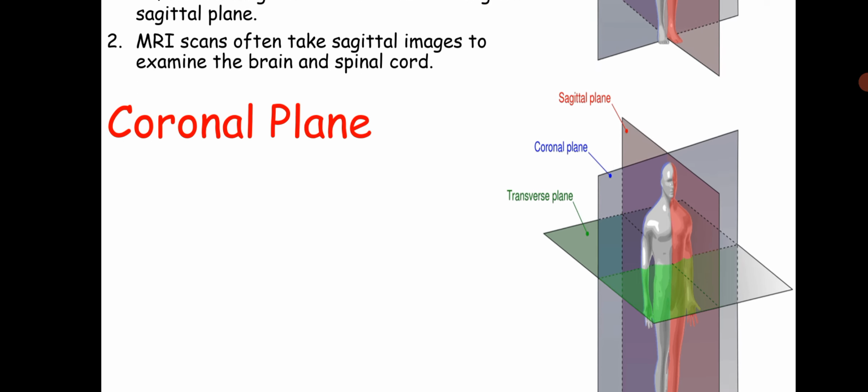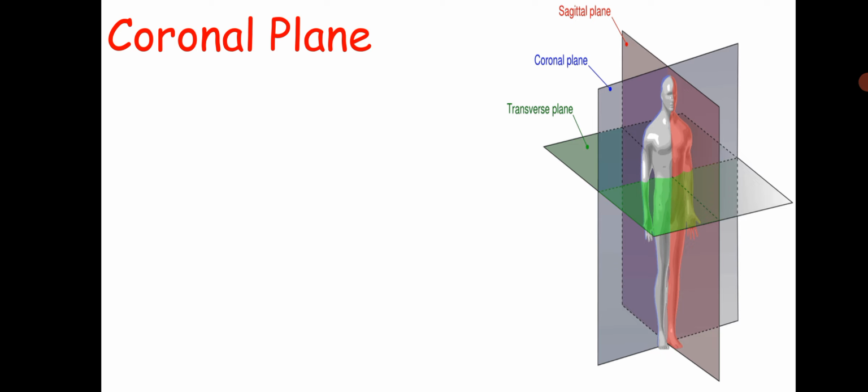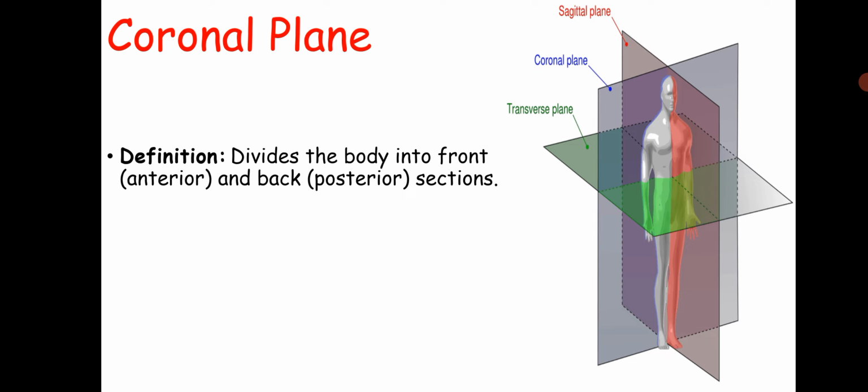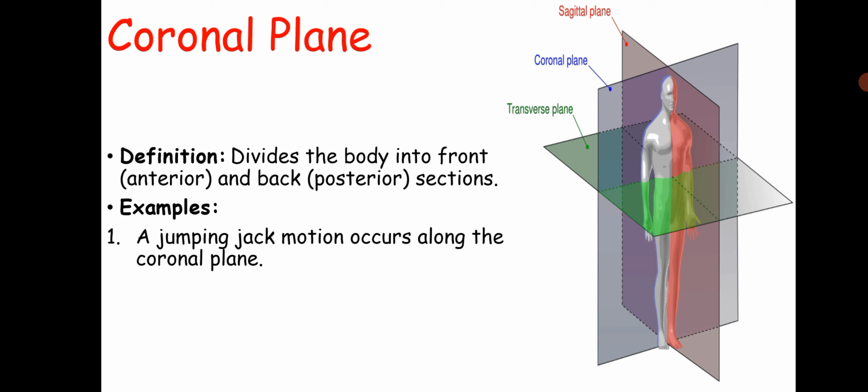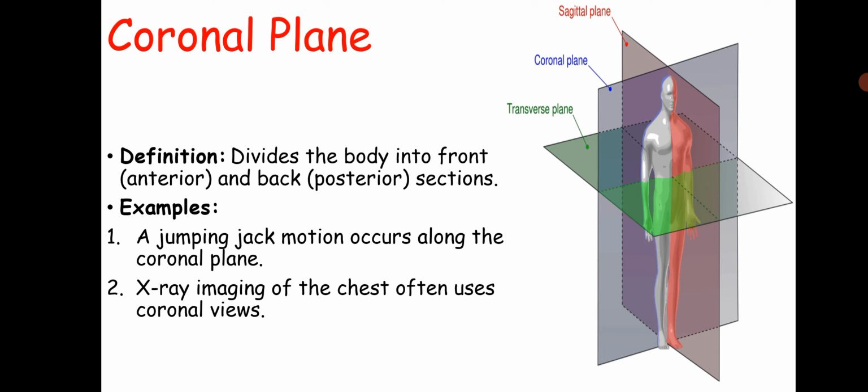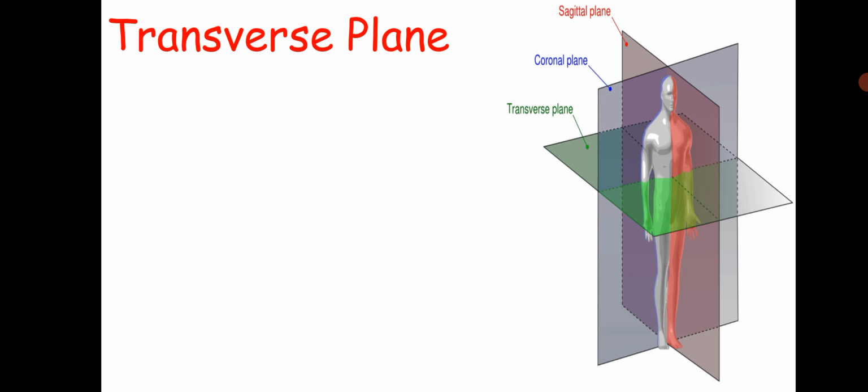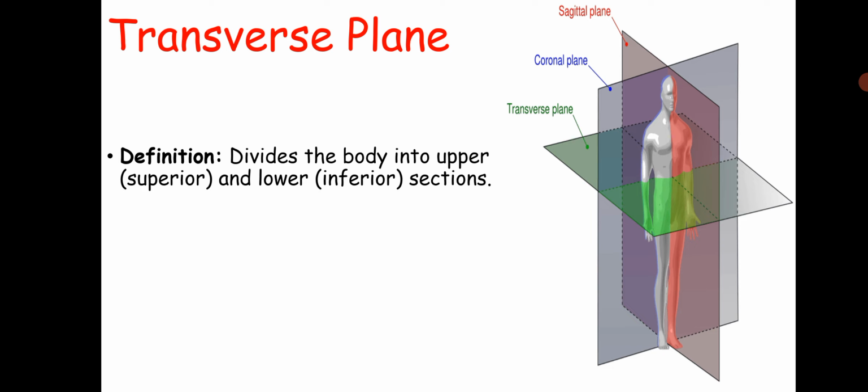Now we will move on to the coronal plane, that is also called as frontal plane. It can define as the plane that divides the body into front and back portion or back sections, or the plane that divides the body into anterior and posterior sections is called as coronal plane. Its examples include a jumping jack motion that occurs along the coronal plane, and X-ray imaging of chest often uses coronal views.